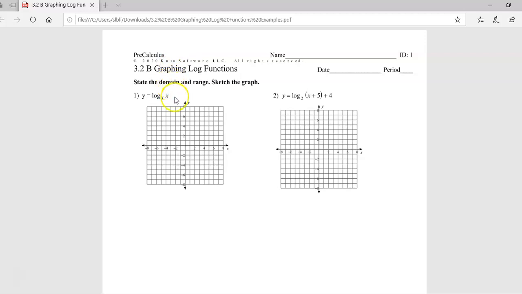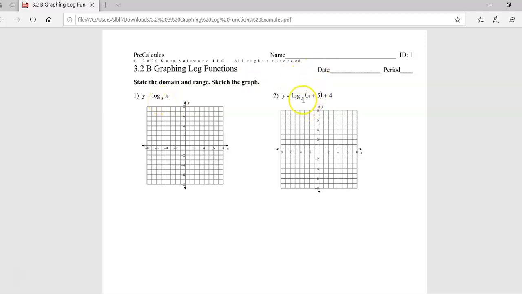Graphing log functions is very similar to when we graphed exponential functions in 3.1. The difference is that a log function is the inverse of an exponential function. If you remember, inverse functions are functions where x and y trade places, the inputs and the outputs trade places. So what we're going to be looking for on this is the base. On this first one, we have y equals log base 3 of x. 3 is our base. That's going to give us a starting point.